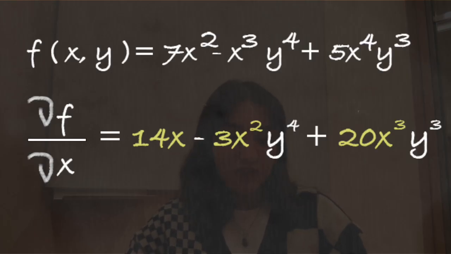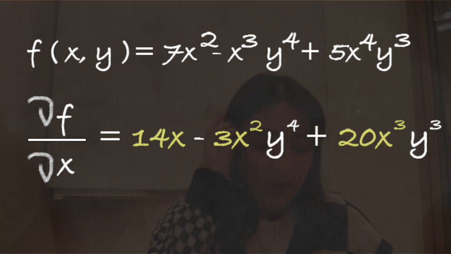In order to find the derivative of this function with respect to x, we write 14x minus 3x squared. As I said, we find the derivative thinking that only x is the variable. So y to the fourth stays the same. And plus 20x cubed, again y stays the same, y squared, y cubed.